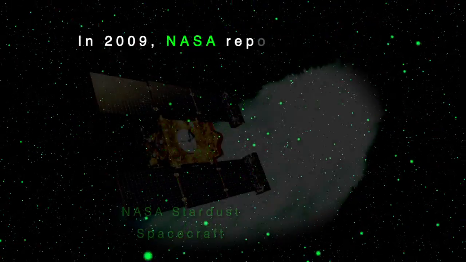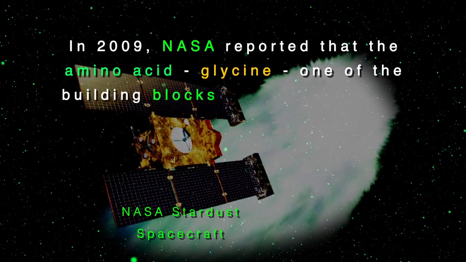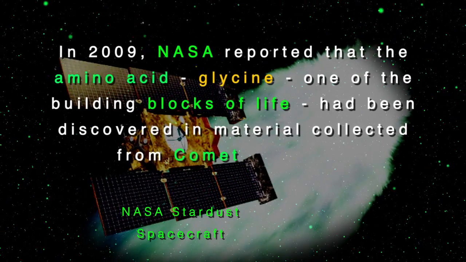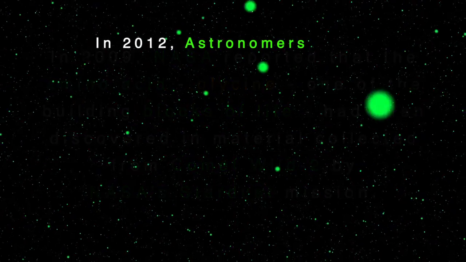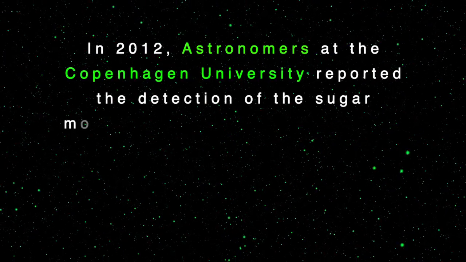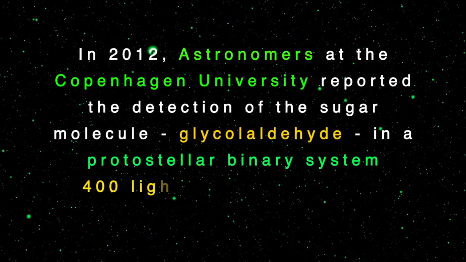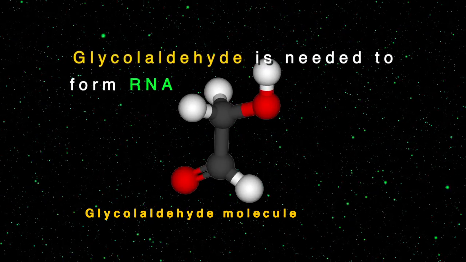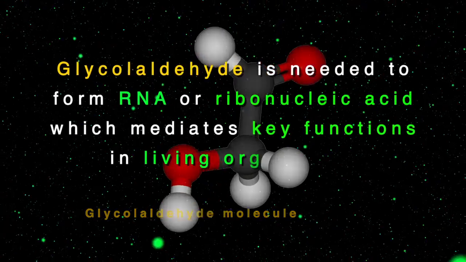In 2009, NASA reported that the amino acid glycine, one of the building blocks of life, had been discovered in material collected from Comet Wild 2 by NASA's Stardust mission. In 2012, astronomers at the Copenhagen University reported the detection of the sugar molecule glycolaldehyde in a protostellar binary system 400 light-years from Earth. Glycolaldehyde is needed to form RNA, or ribonucleic acid, which mediates key functions in living organisms.